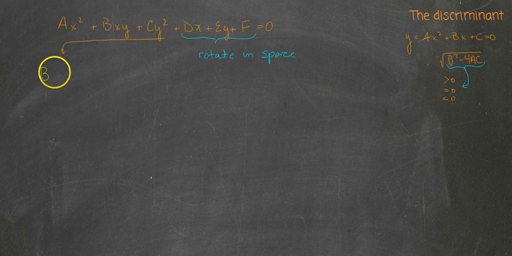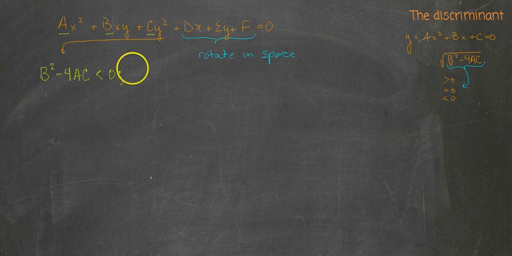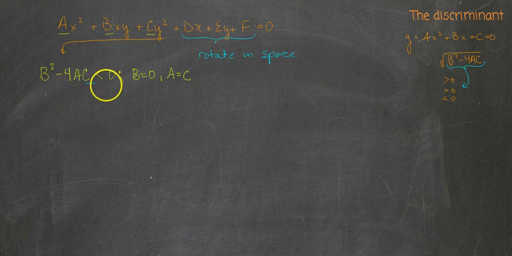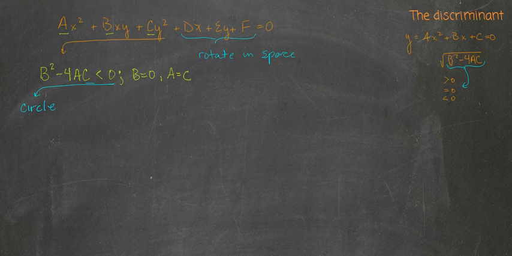So if I calculate b squared minus 4 times a times c using a, b, and c, and I get that this is less than 0, specifically b equals 0 and a and c are equal to each other, then this tells me that I'm looking at a circle. So if I calculate the discriminant and I get this result, I'm looking at a circle.